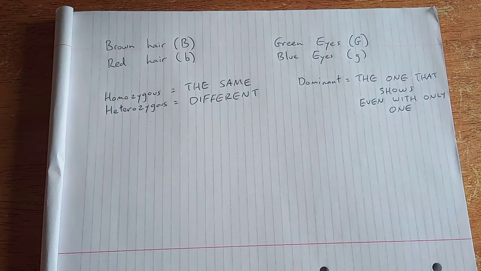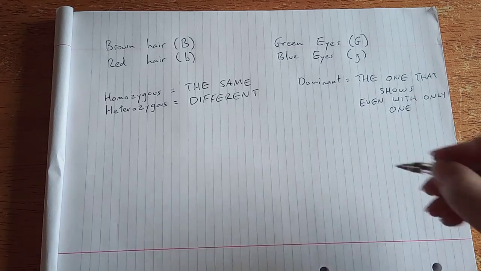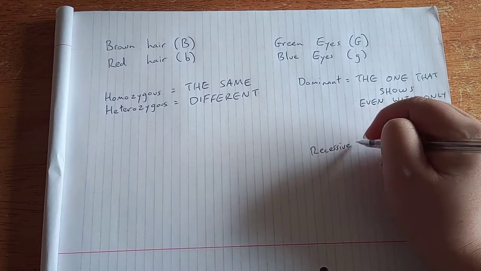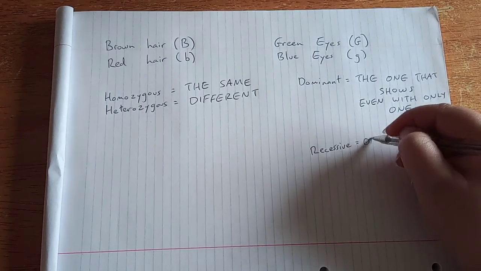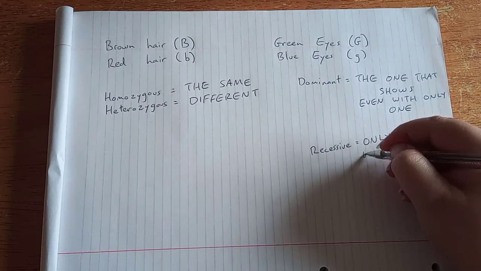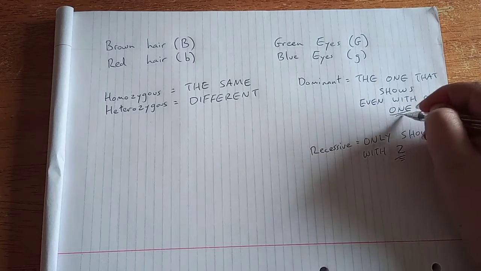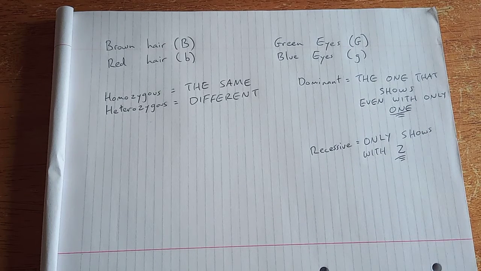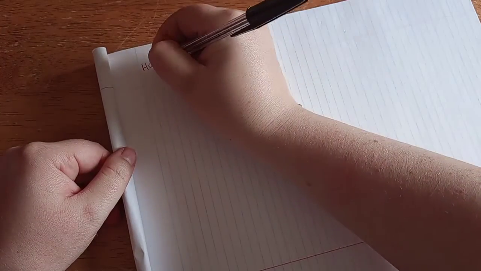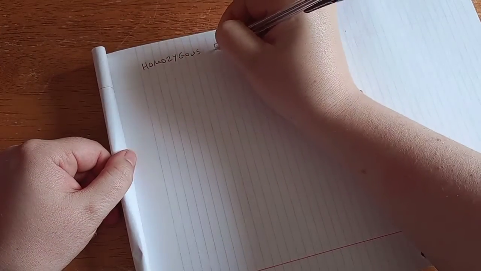So if you've got two capital B's, it's going to be brown hair. If you've got one capital B and one small b, it's still going to be brown hair. The recessive trait would be your red hair. So it has to be two of the small b's. There can't be any capital B in there at all, or else it will not be red hair, it'll be brown.